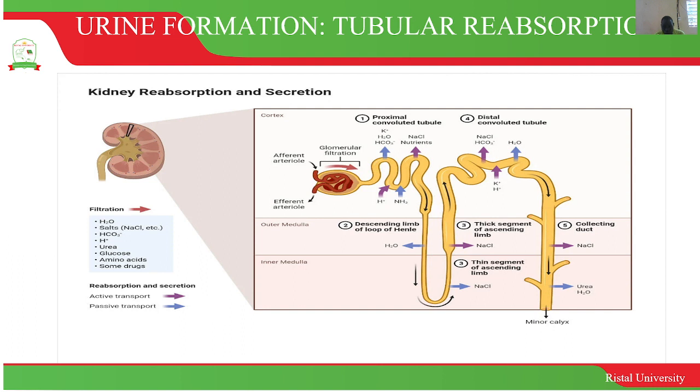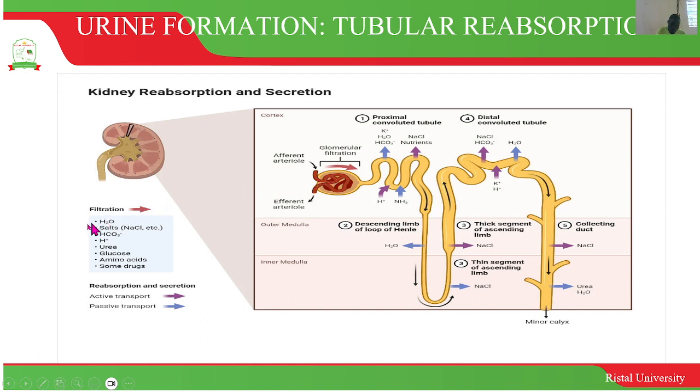Let's look at this diagram. You can check your time and study it properly. It's a summary of what we have discussed, but it's trying to tell us which particular solutes pass out or are absorbed at which particular point of the kidney. So this is our renal cortex. We are looking at the kidney reabsorption and the secretion. The arrow in red is telling us the direction of flow and it's also telling us the filtration.